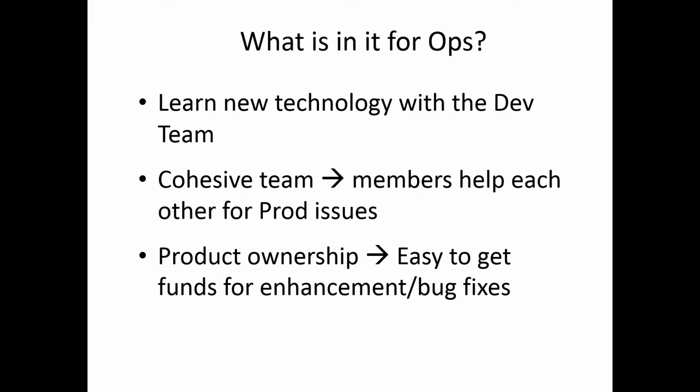And there is a product ownership. The DevOps team owns that product together. So it's easy to get the funding. Because for development, the business gives the fund if there is a feature or bug, but if there are bug fixes that the business doesn't really see, they don't care about those bug fixes or the technology enhancement. So having a product ownership helps them.